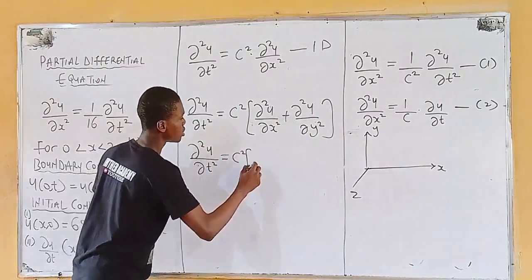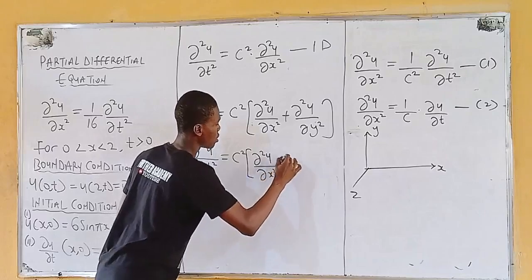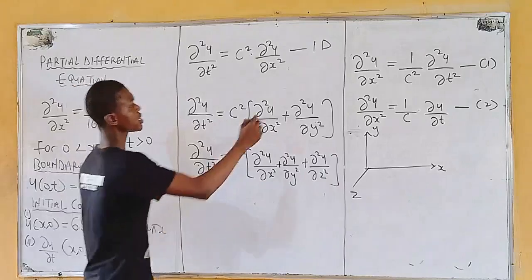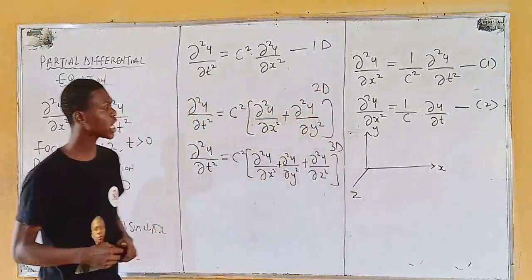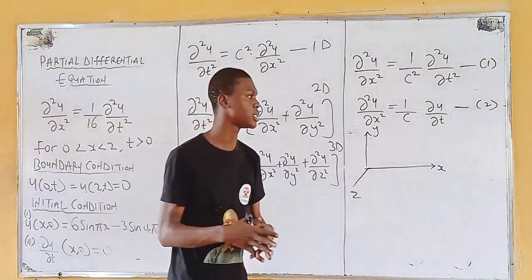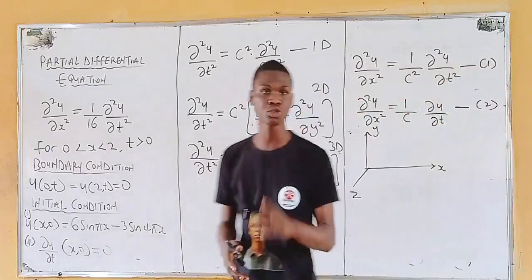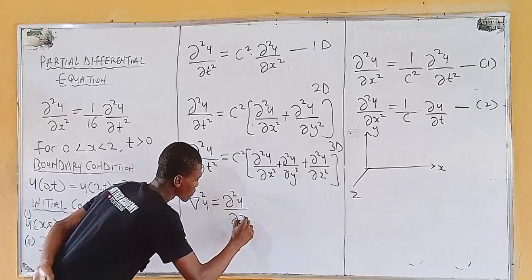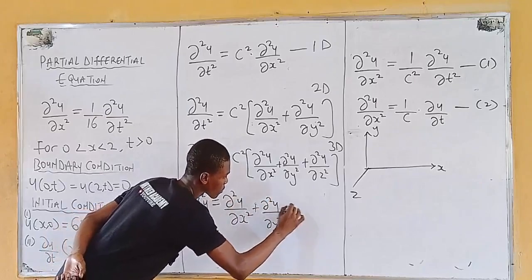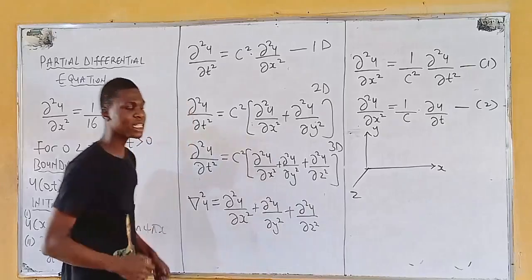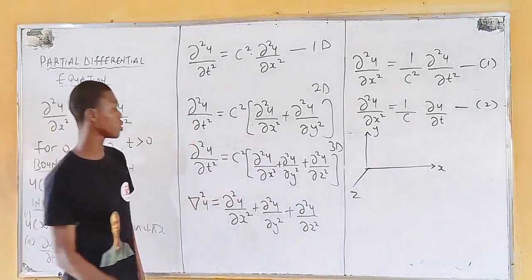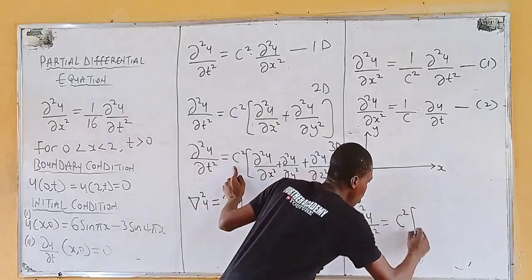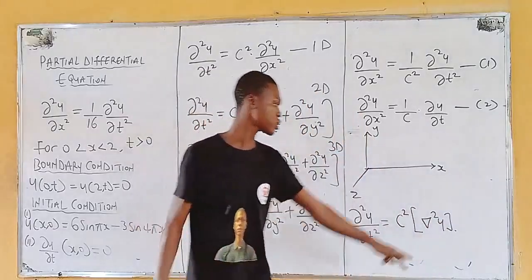So this is the 2nd dimension. This is the 3rd dimension. Also take note that this 3rd dimension can be represented using the Laplacian operator. Note that this is what we call the Laplacian operator, and it is always equal to this. Meaning that if this is my 3 dimension, I can still write it as the second partial derivative of u with respect to t equals c square multiplying the Laplacian operator. What we have here is called the Laplacian operator.